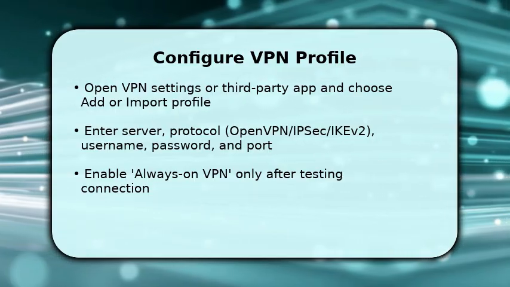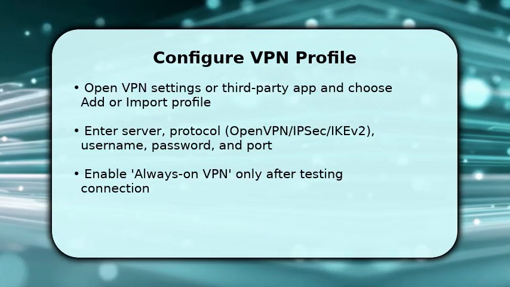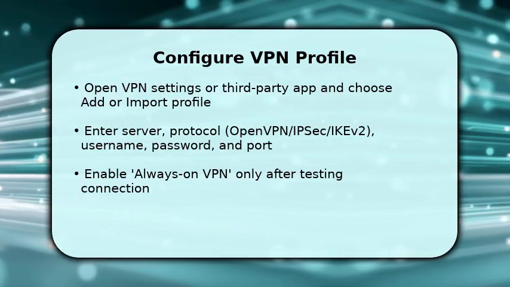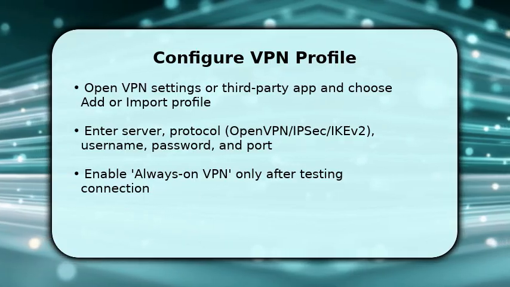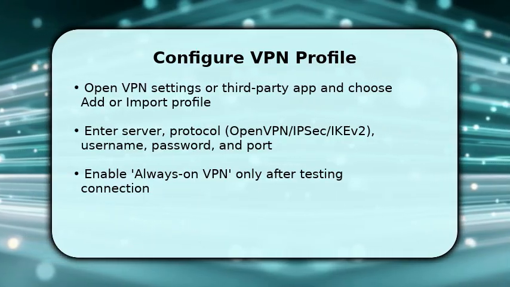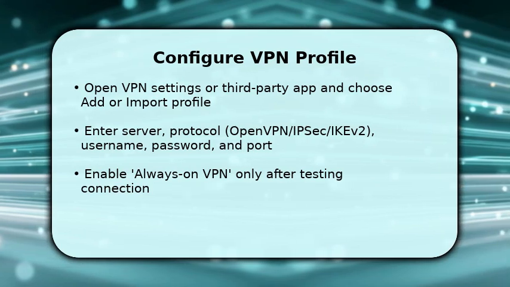Test the connection using the app's Connect button. Watch the status messages for TLS or auth errors. Once connected and stable, consider enabling Always On, but only after a successful test.